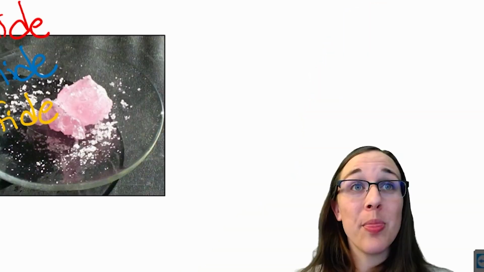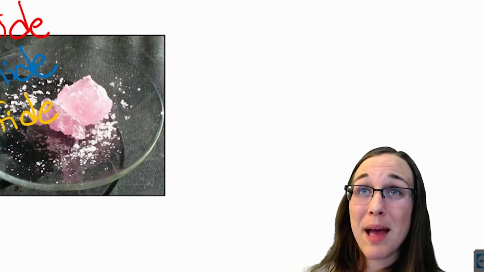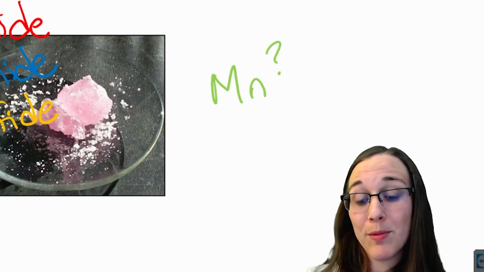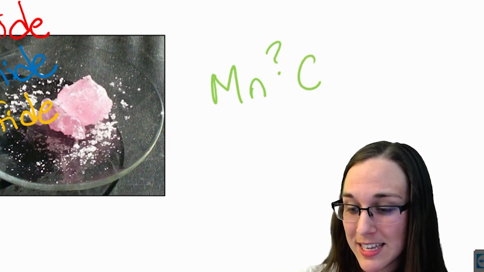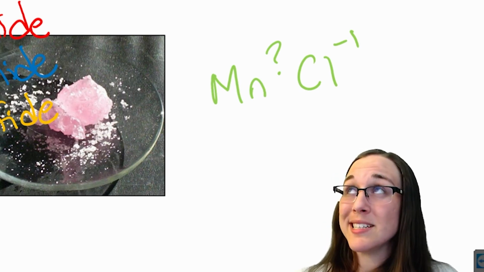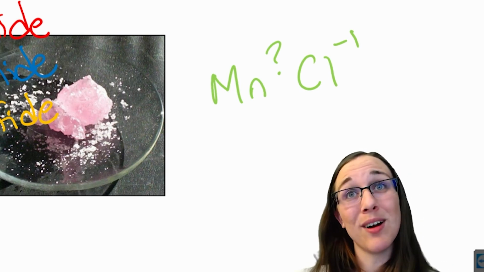Manganese, Gesundheit. Now we have manganese written for Mn, and we don't know the charge on our transition metal Mn, but we do know that chlorine, Cl, forms a -1 charge. There's only one chlorine atom present, so what -1 gives me 0? +1, of course.